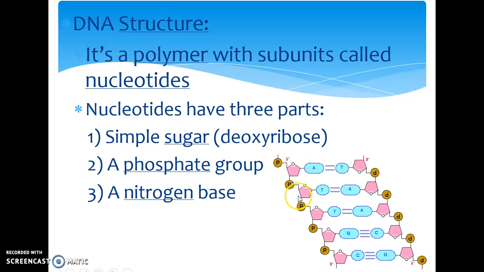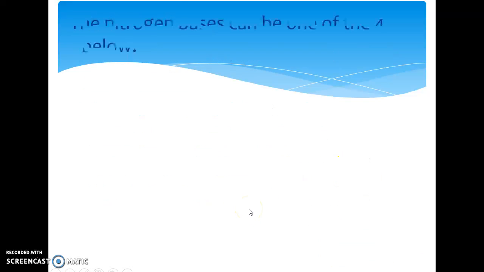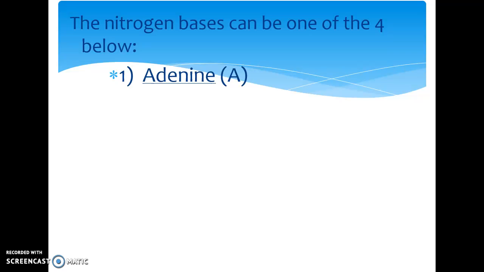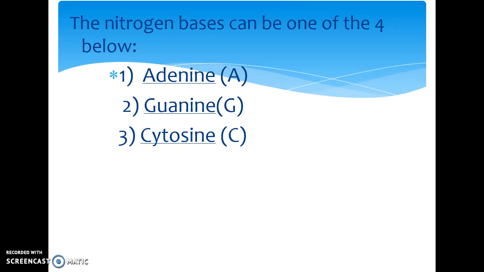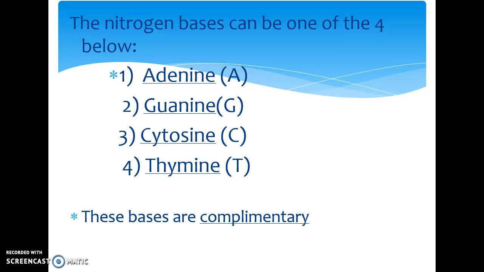Notice my backbone is a sugar-phosphate combination. Phosphate, sugar, phosphate, sugar, phosphate, sugar. These are your different bases. And this right here is really what's going to determine what our protein looks like. The nitrogen bases are going to be divided into 4. We have adenine, represented by the letter A, guanine with G, cytosine, C, thymine, T. So these are the only 4 that DNA has: adenine, guanine, cytosine, thymine.